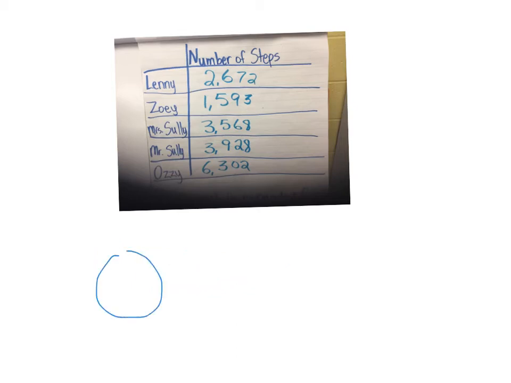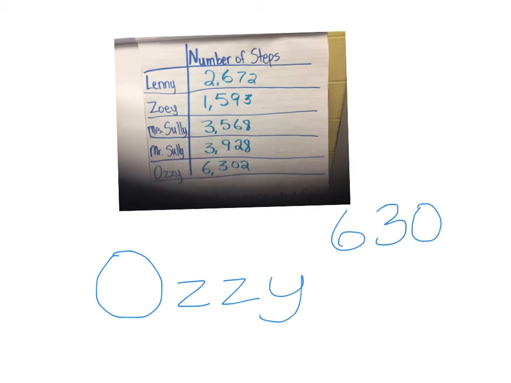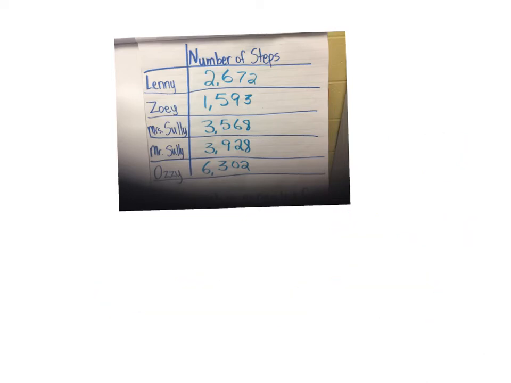All right. Ozzie was the correct answer. Ozzie has walked 6,302 steps, and that is greater than 4,500 steps. So Ozzie was the correct answer. All right, use your chart to help you with this question.